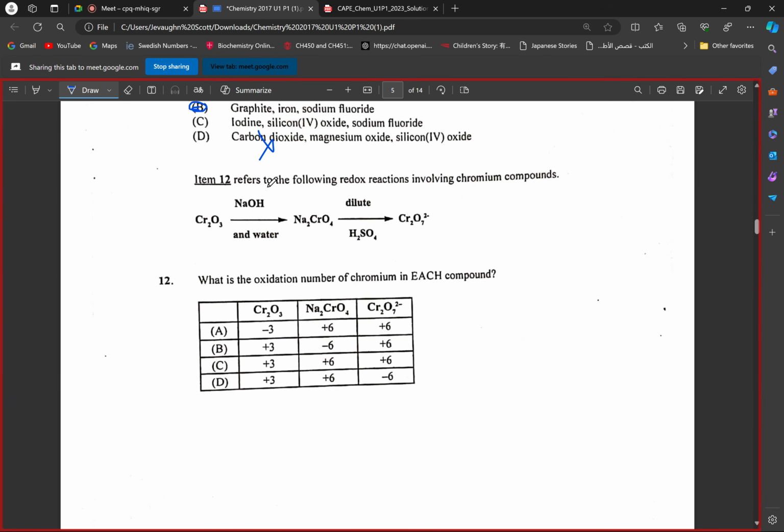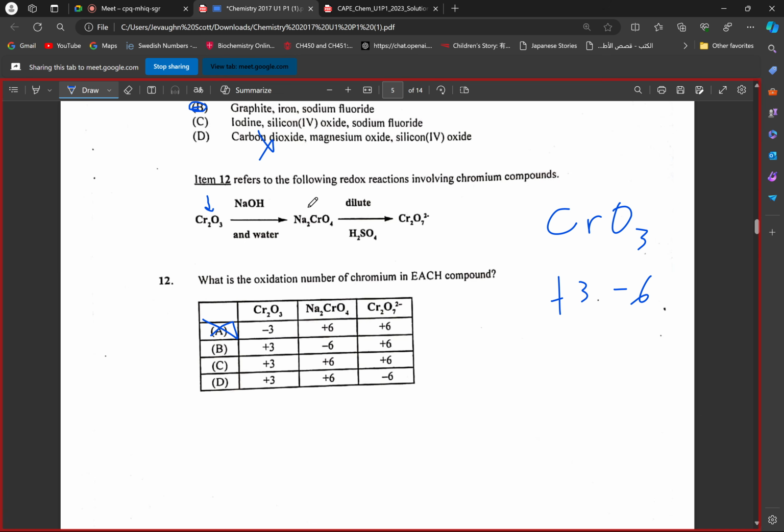The oxidation number of chromium in each of these cases. If we're starting from here, the oxidation state of chromium in chromium trioxide would be what? So C. The answer is C. Okay. What's actually the state of chromium in chromium trioxide though? +3. Right, therefore A is out.